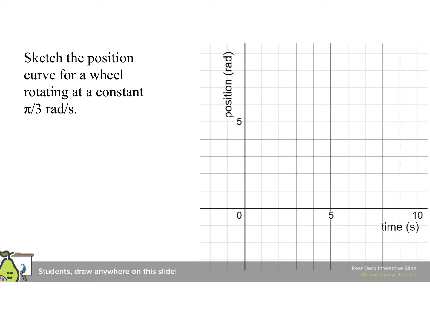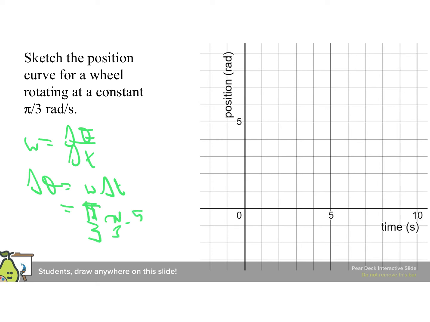Instead, I'm going to say that omega is delta theta over delta t. So delta theta is omega delta t. So in, let's say, 5 seconds, we'll get pi over 3 radians per second times 5 seconds. So we get something like 5 pi over 3 radians, so a little bit more than 5, like 5.24 or something like that. So we'll end up there, and we know that it's a straight line. Right? It's a line because omega is constant.